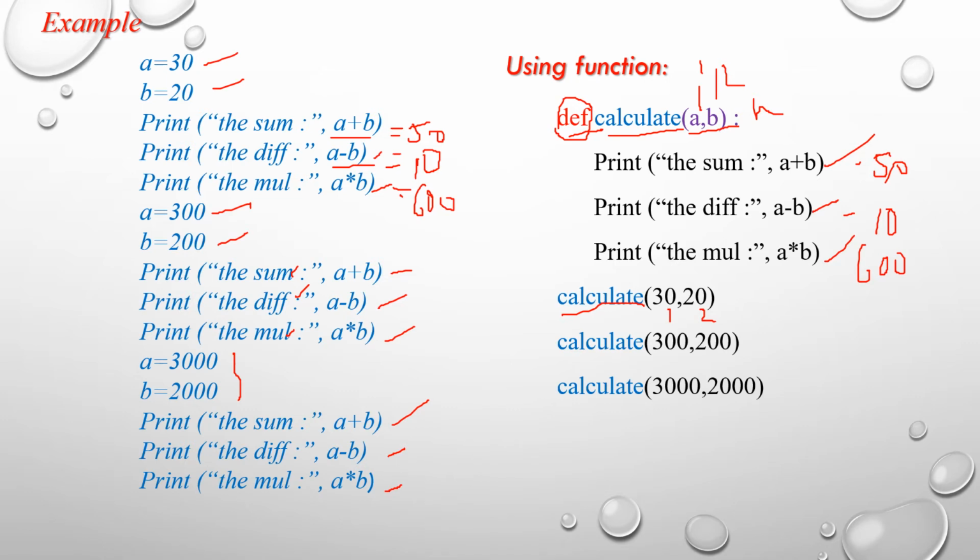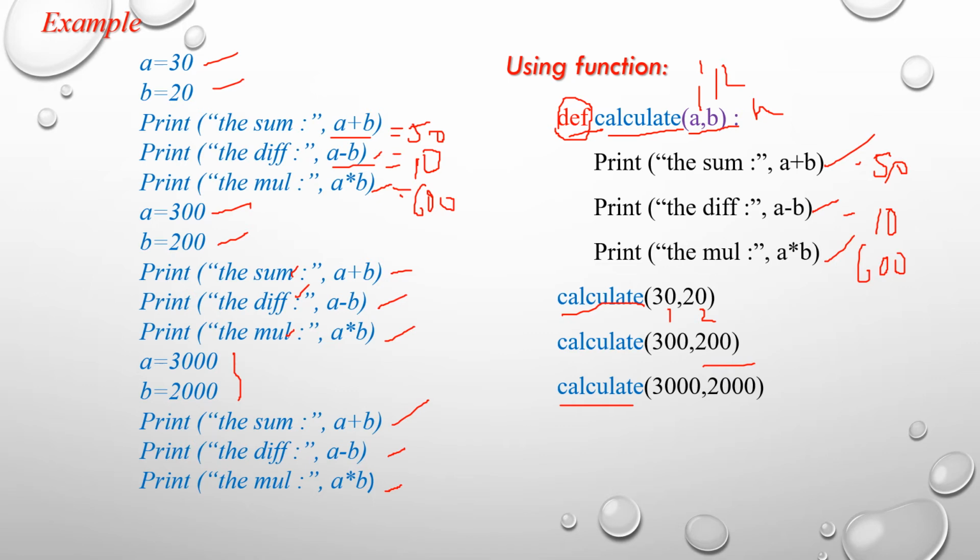Again we call the function. Here the arguments are 300 comma 200. If you execute this, we get the sum of these two, the difference of these two, and the product. Again you call the function name calculate and the arguments are 3000 and 2000. If you execute this, we get the sum, difference and product value.